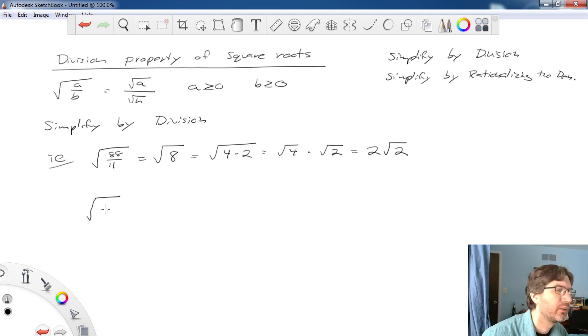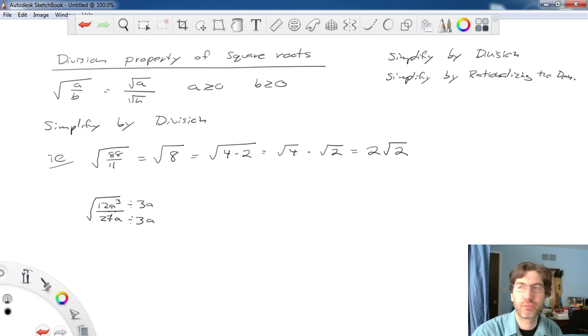So here we got 12a to the third divided by 27a. And you can probably start thinking right away that, hey, I can't really divide this, but you can reduce this fraction. Right? We can divide out within the fraction. What can I divide? I can divide a 3 out of each of them, and I can divide an a out of each of them. So I can divide each by 3a.